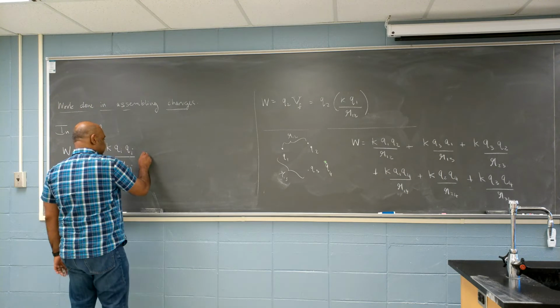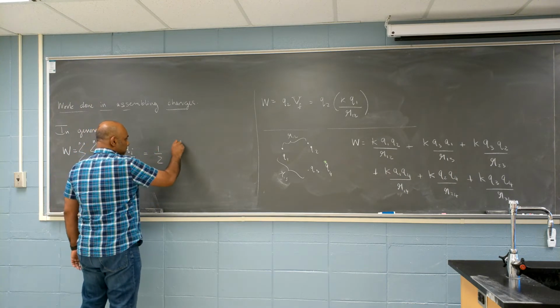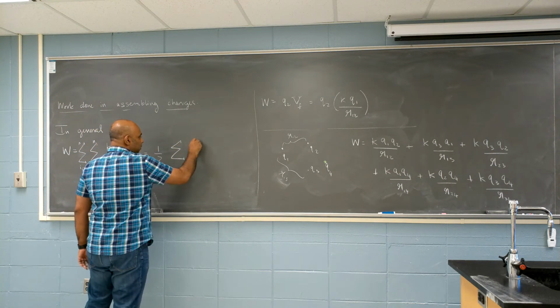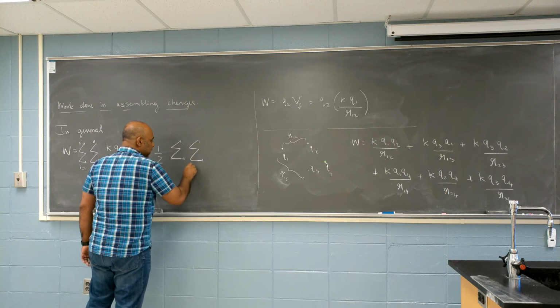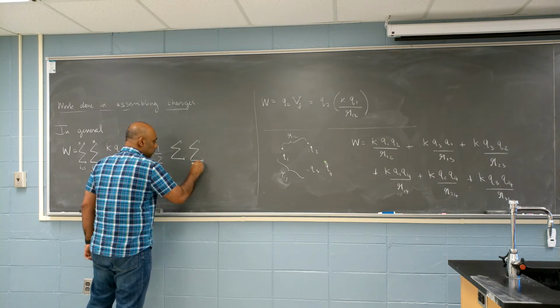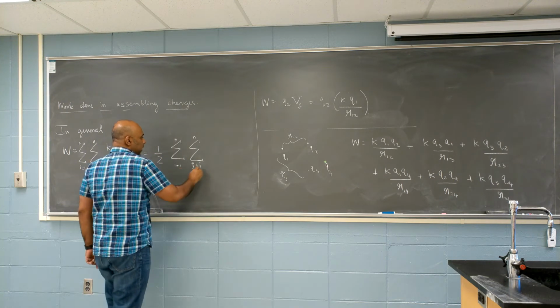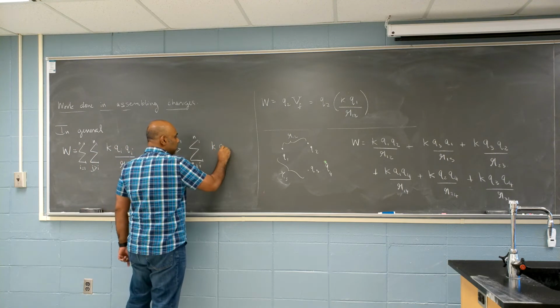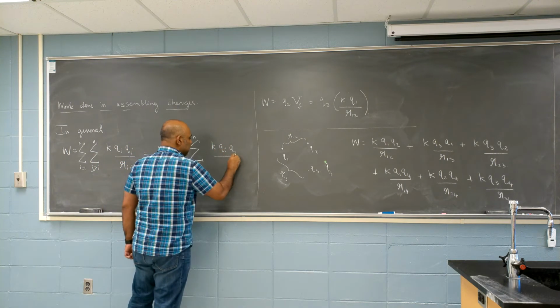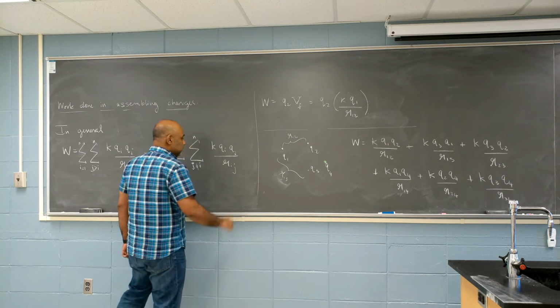So now I can do j not equal to i, just not equal to, and i equals 1 to n, and k Qi Qj over rij.